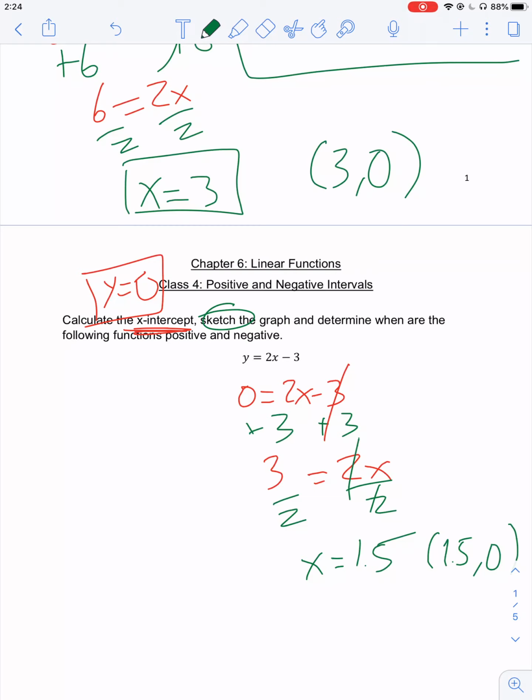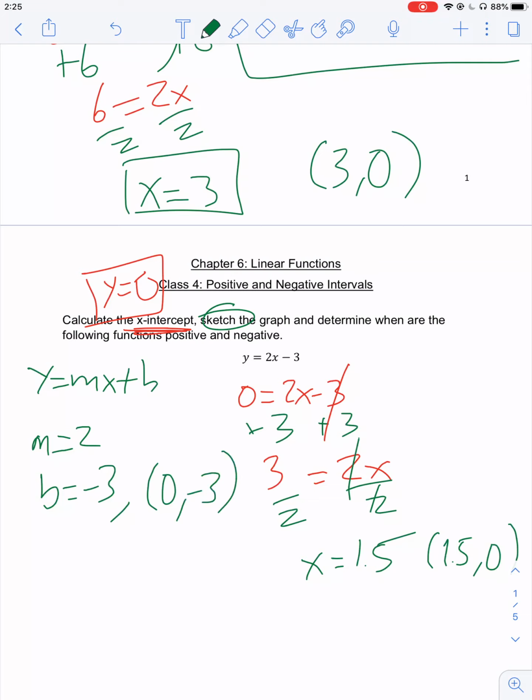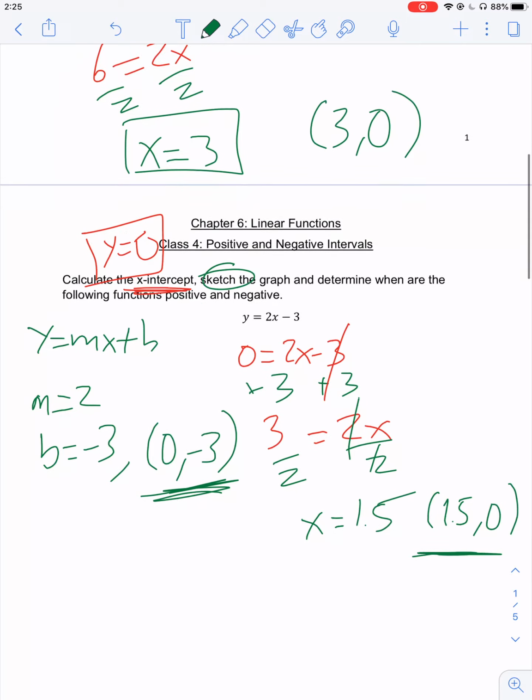So using, remember, y is equal to mx plus b, I have another point, namely the y-intercept. So I know that my slope is equal to 2, and my b value is equal to -3. So this gives me another point: when x is 0, my y value is -3. So I can use these 2 points to quickly sketch my function.